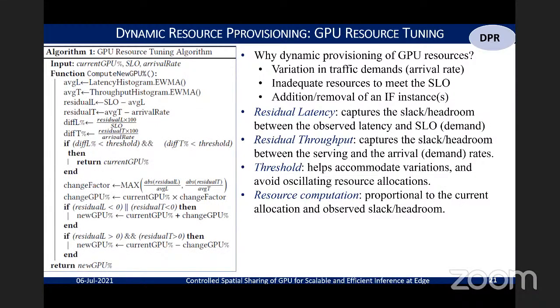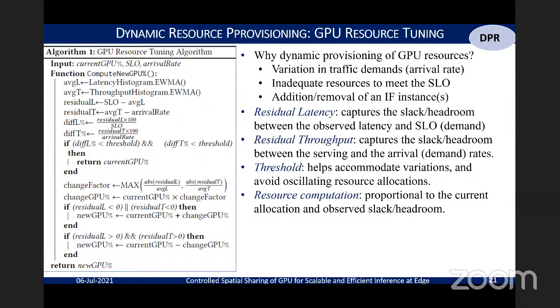I'll not get into the details of what exactly we do, but at a high level, the factors that drive this GPU resource tuning algorithm are these. For every inference, we want to monitor the current latency that it is observing in providing the inference and whether it is meeting the SLO requirement. If not, is there a slack? If it is meeting, is there enough headroom? Either way, what that means as a residual latency would allow you to reconsider the resources that you want to allocate for that particular instance.